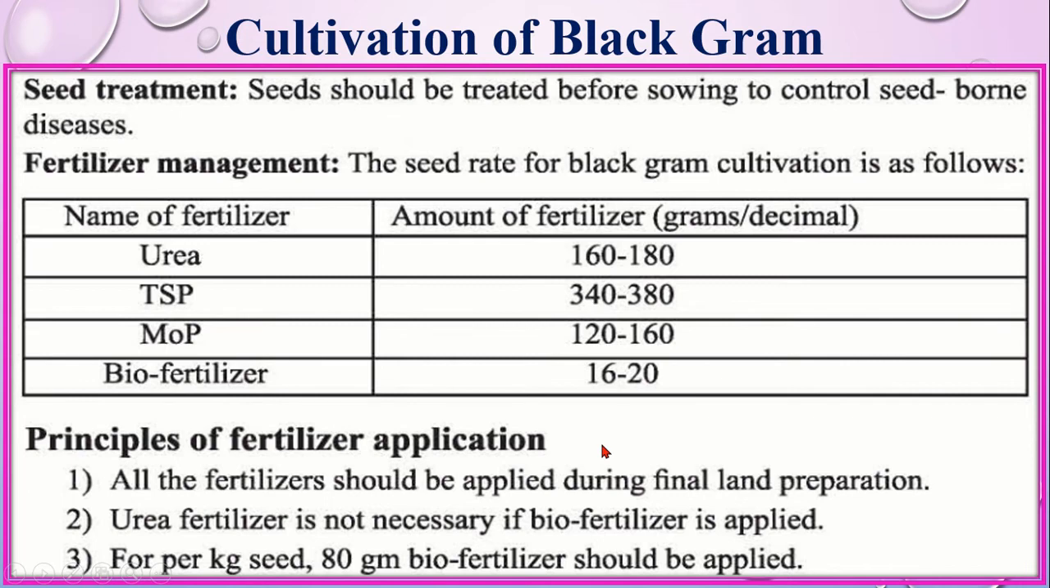There is one important point which is called the principles of fertilizer application. So you can get a 2 marks question like: explain the principles of black gram fertilizer application. First one is all the fertilizer should be applied during final land preparation. Urea fertilizer is not necessary if biofertilizer is applied. Because we know we can get nitrogen from biofertilizer, that is why we don't need urea, which we apply for nitrogen in the field. And for per kg seed, 80 gram biofertilizer should be applied. So these are the principles of black gram fertilizer application.